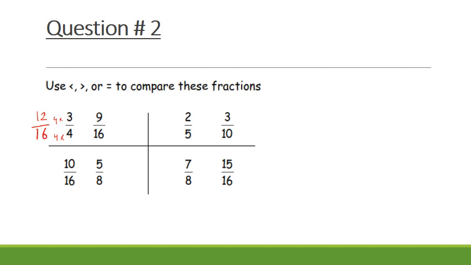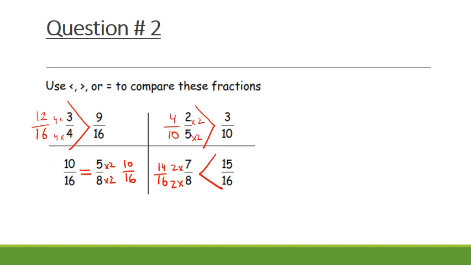Now they have the same denominator, and if they have the same denominator, the greater the numerator, the greater the fraction. The same thing in the second one. I only multiply the first fraction by 2, so I get 4 over 10, and 4 over 10 is greater than 3 over 10. In the third one, I multiply the second fraction by 2, so I get 10 over 16, and now they are equal fractions or equivalent fractions. 7 over 8 and 15 over 16, I only multiply the first fraction by 2, so it's 14 over 16, and now 15 over 16 is greater than 14 over 16.